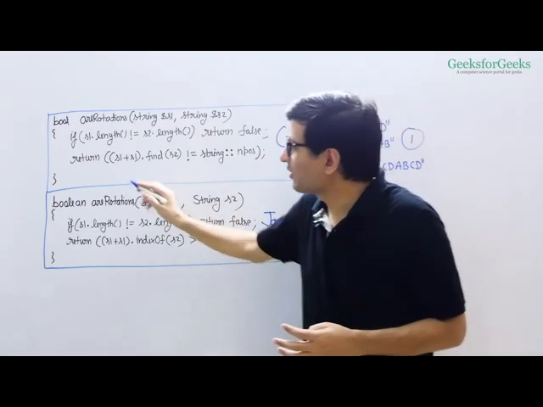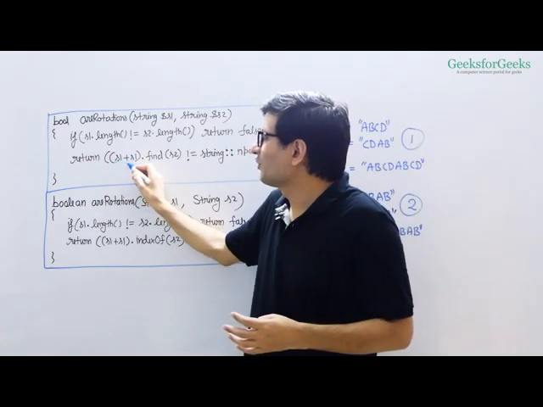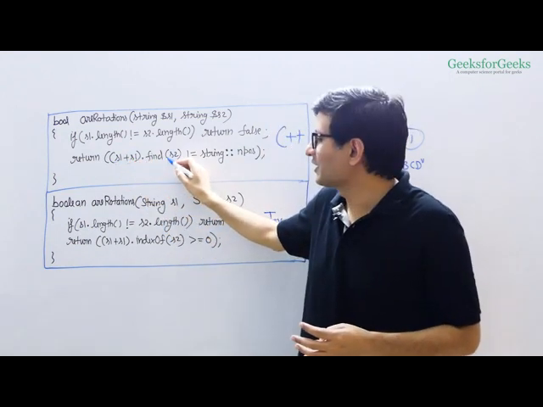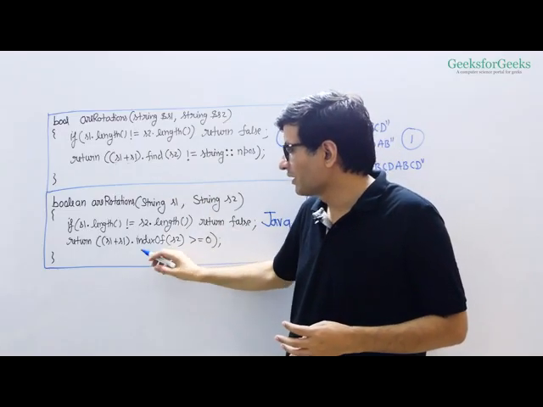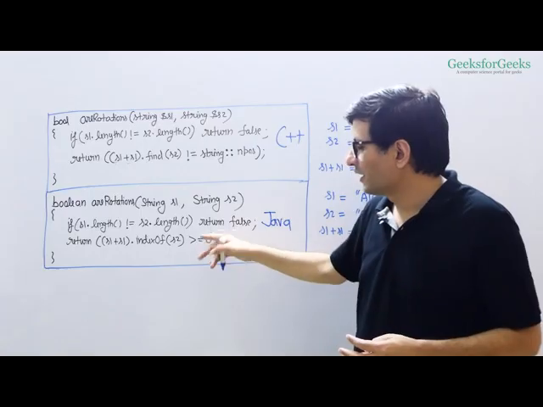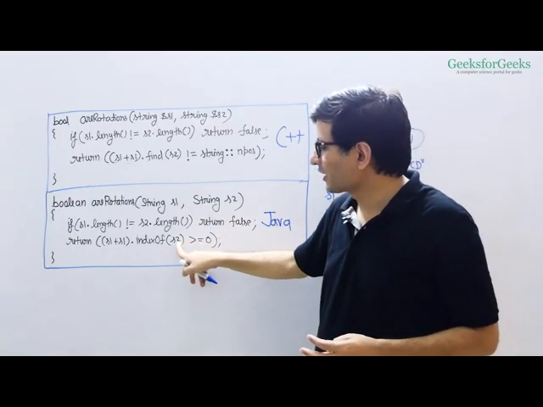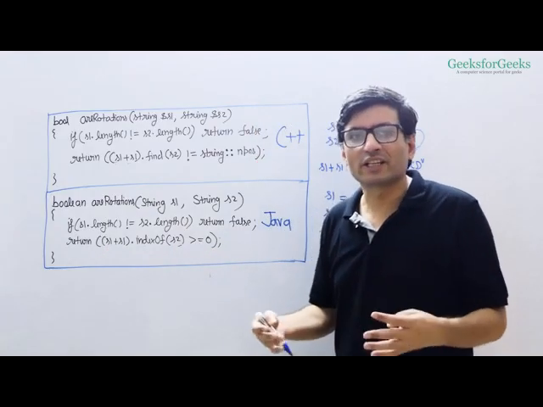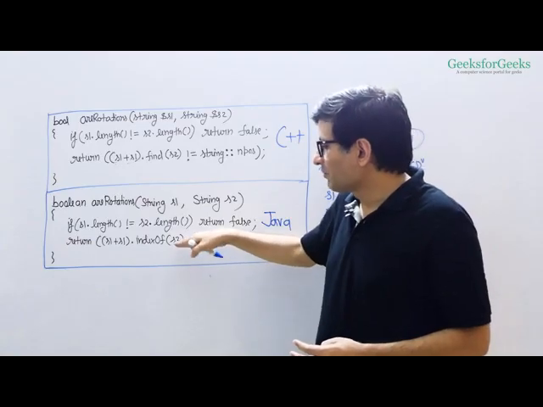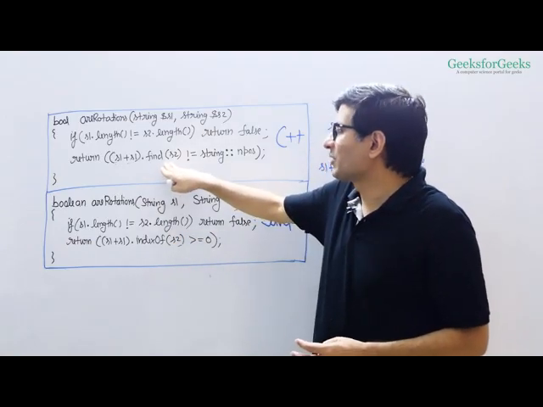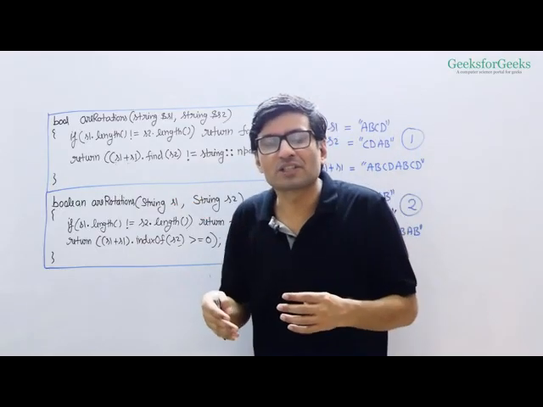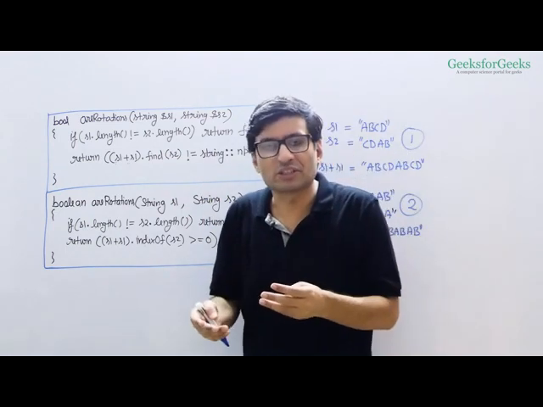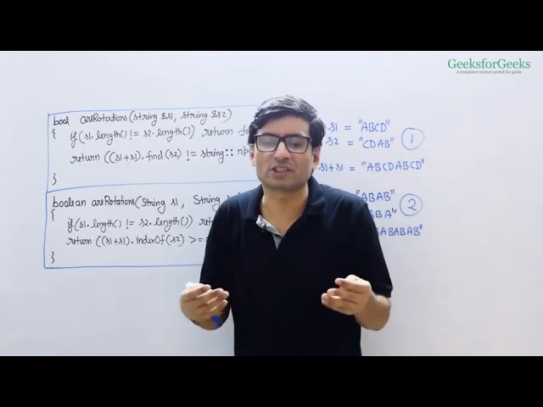And here what are we doing? We are concatenating S1 with itself, and then we are searching S2 inside it using the find function in C++ and using indexOf in Java. The indexOf function returns the index of the first occurrence of S2 in the string S1 plus S1. And if it's not present, then it returns a negative value. So in Java, we simply call indexOf, in C++, we simply call the find function. And the find function returns a special constant, string::npos, if the string that you are searching is not present. Otherwise, it also returns the index of the first occurrence.